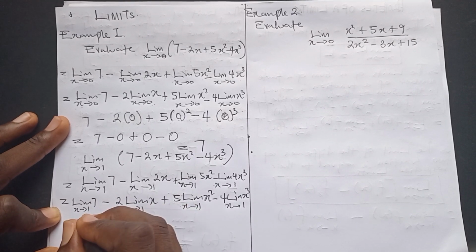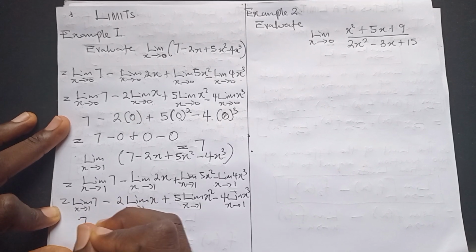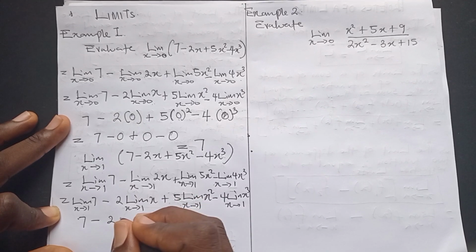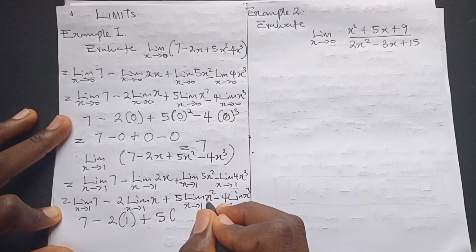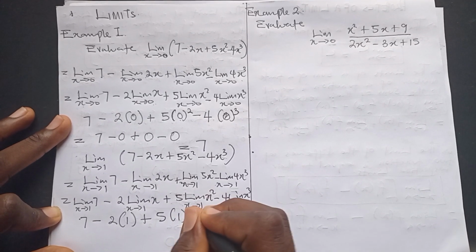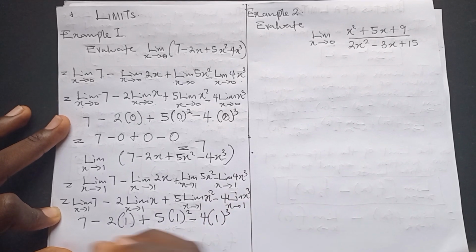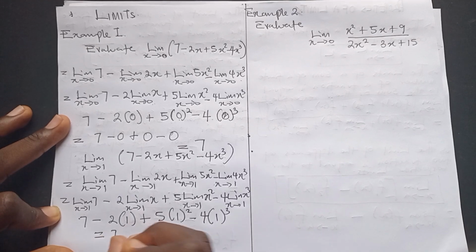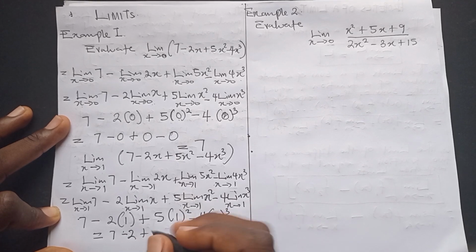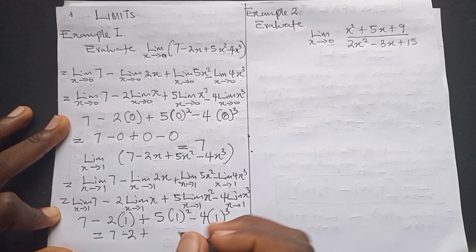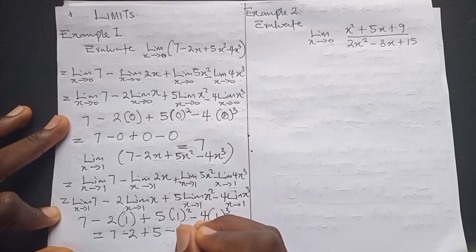Since there is no x in this term, we have 7 minus 2 times 1 plus 5 times 1 squared, minus 4 times 1 cubed. So this is equal to 7, 2 times 1 gives you minus 2, 1 squared is 1, 5 times 1 gives you 5, so we have 5 here, minus 1 cubed is 1, so we have minus 4 times 1, which gives you 4.